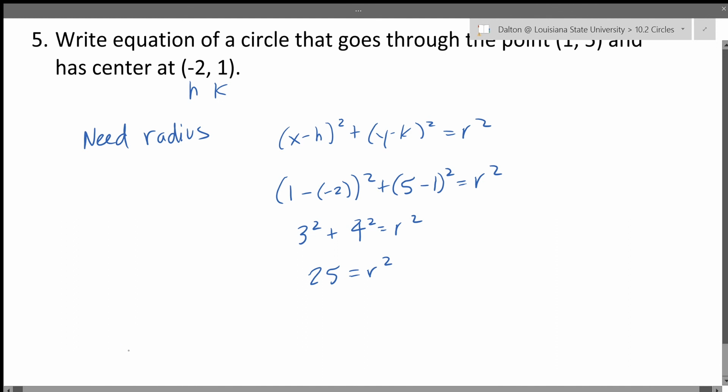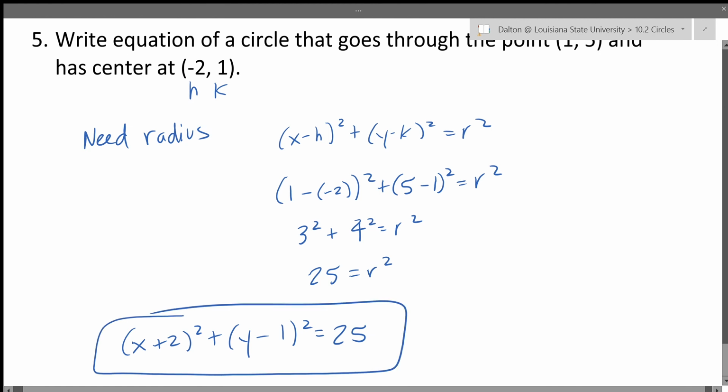So that means your final answer will be x instead of minus h will be minus -2, which will change to plus 2 squared, plus y minus k will be y minus 1 squared equals, and then r squared is 25. And then that would be your final answer. I realize now I didn't specify which form you needed to write it in, but when in doubt, if given the choice, this standard equation is typically going to be much easier than the other one.